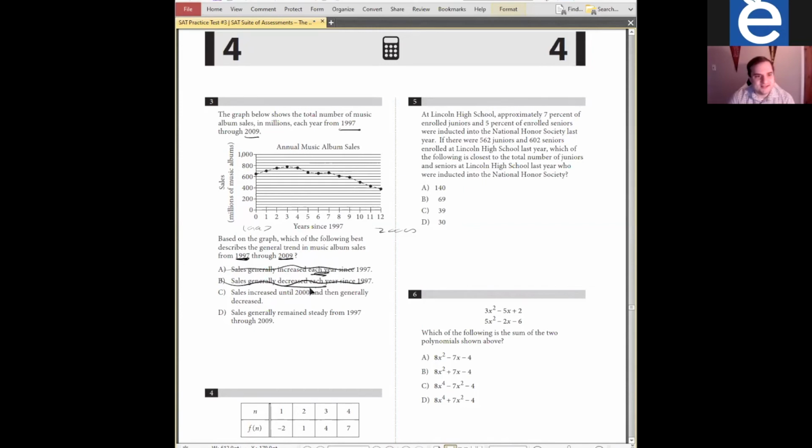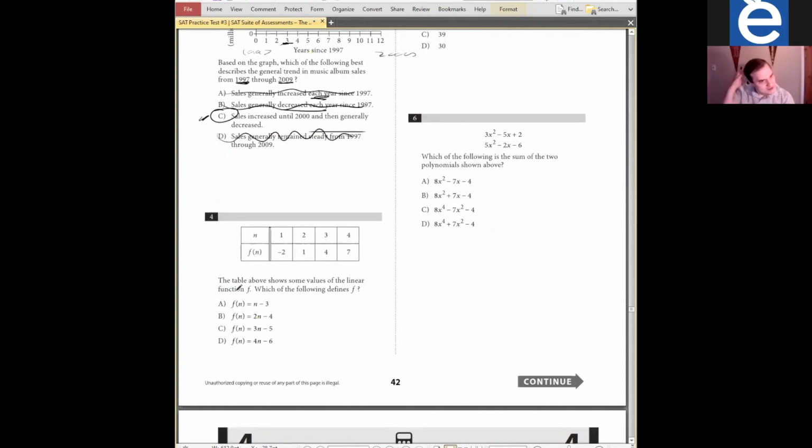Sales increased until 2000, then generally decreased. Well, 2000 would be here, right? If that's 97, year 3 is 2000. Yeah, that seems fine. And no, they absolutely did not remain steady. So C is our answer.